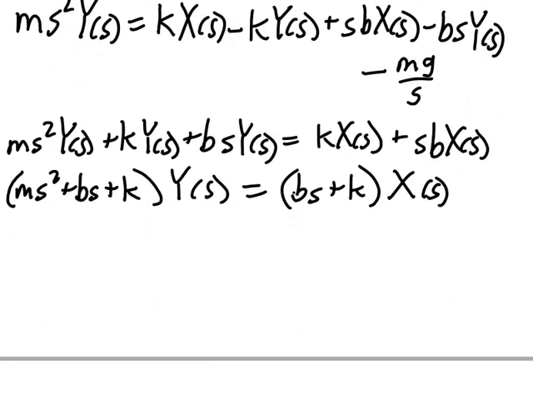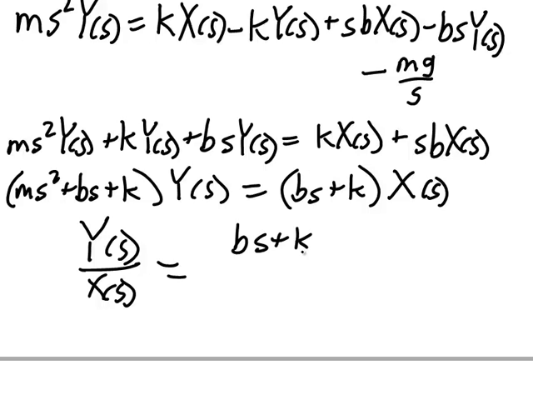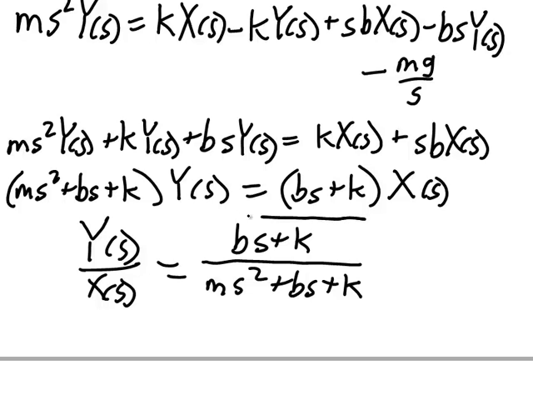Next, I'm going to divide both sides by X of s, and I'm going to divide both sides by this term that comes in front of Y of s. We now have a transfer function.